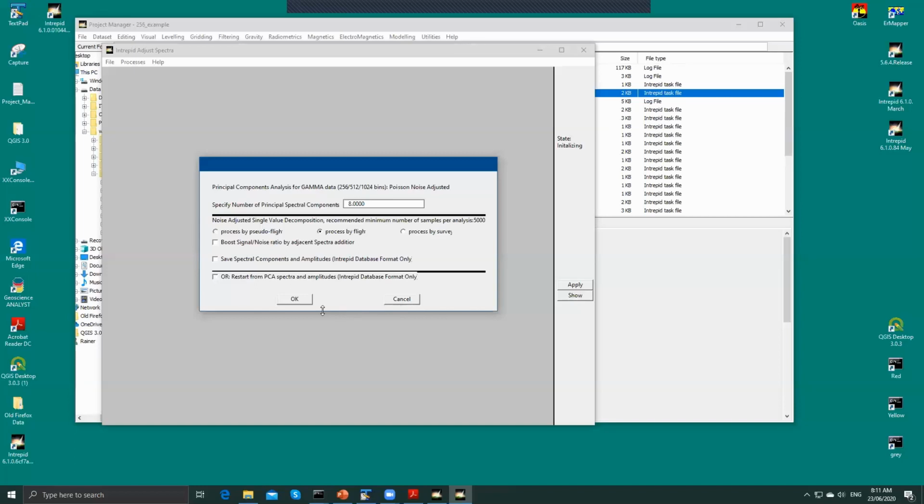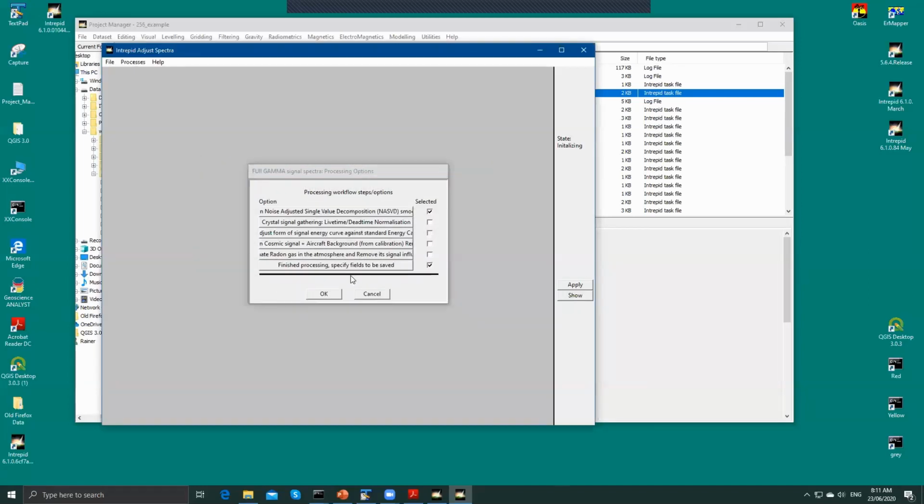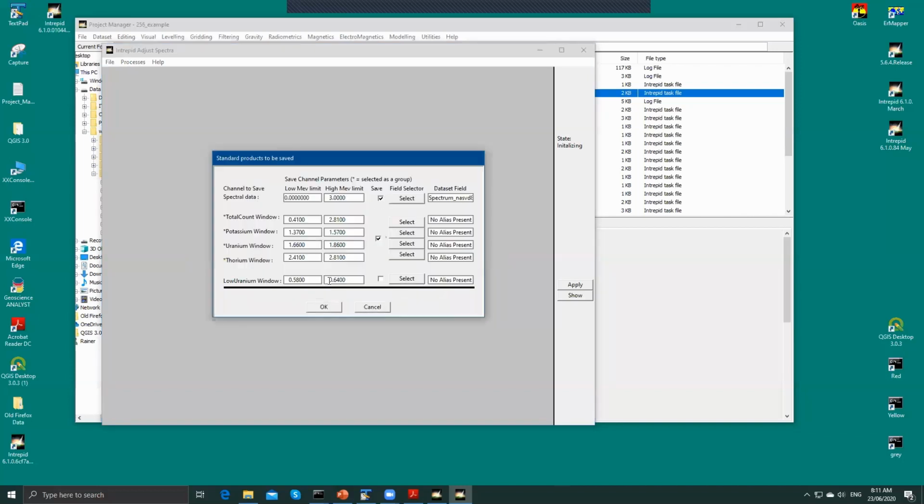All right. So this is the option that was defined in the task file. So we basically go OK. Then there are other corrections we can do, and at the end we have to identify the output. So, okay, here you can save the spectral data. Here the alias is already set to spectrum NSVD8.